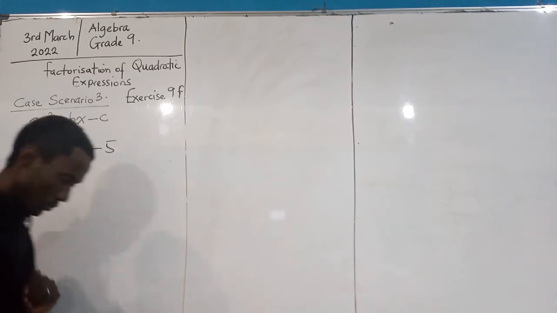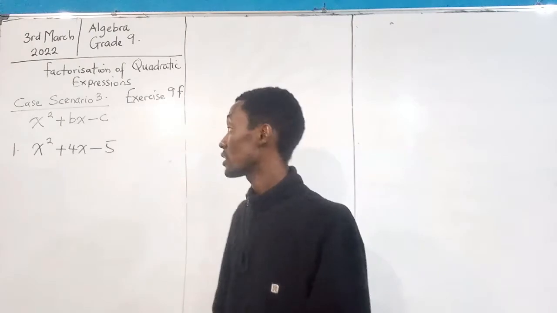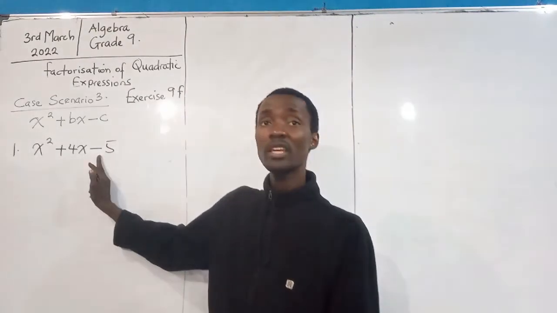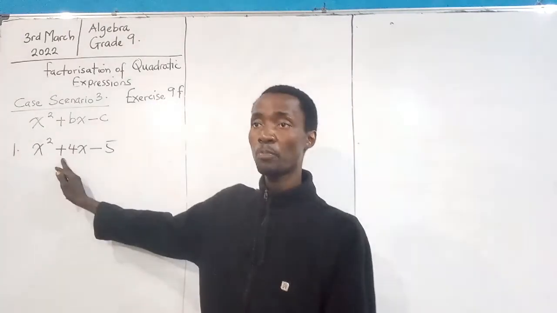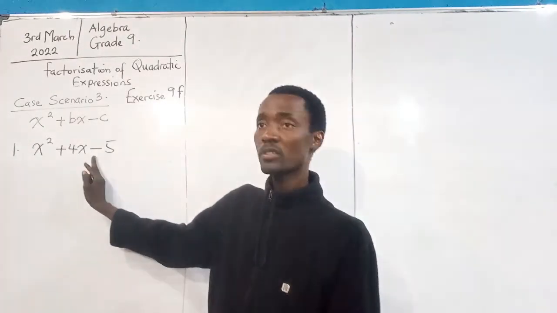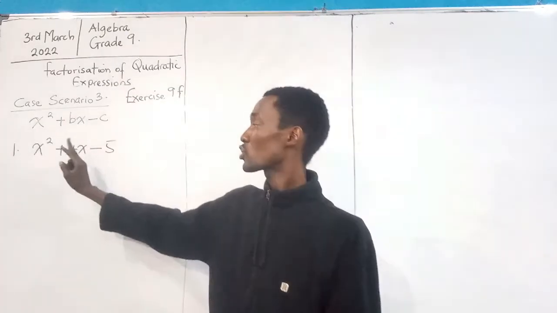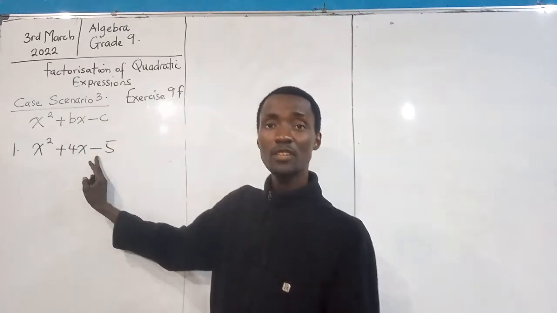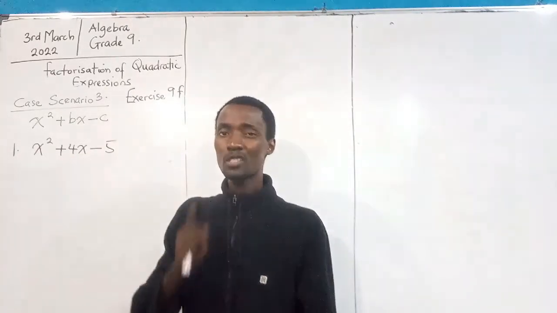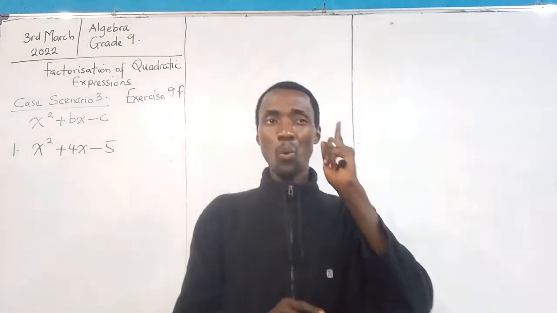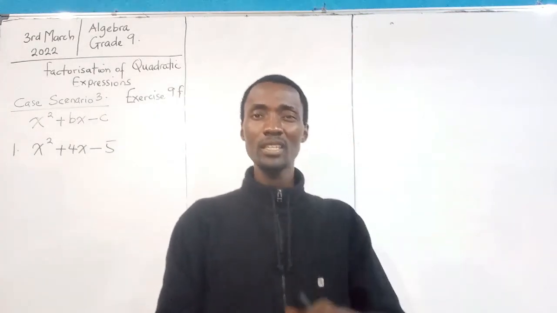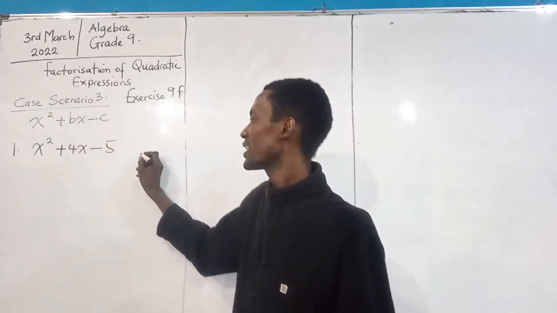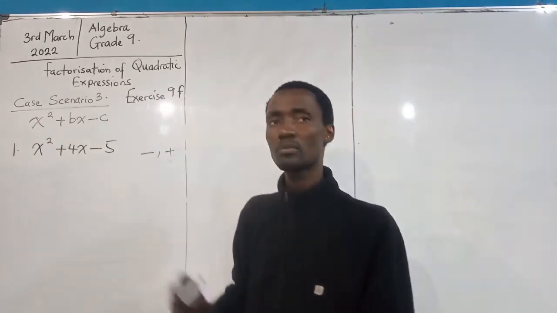Now, the first thing we need to take note of is this. The product is negative and the sum is positive. Now, what are the conclusions we'll be expecting here? Because the product is negative, we would expect the factors to be negative and positive.